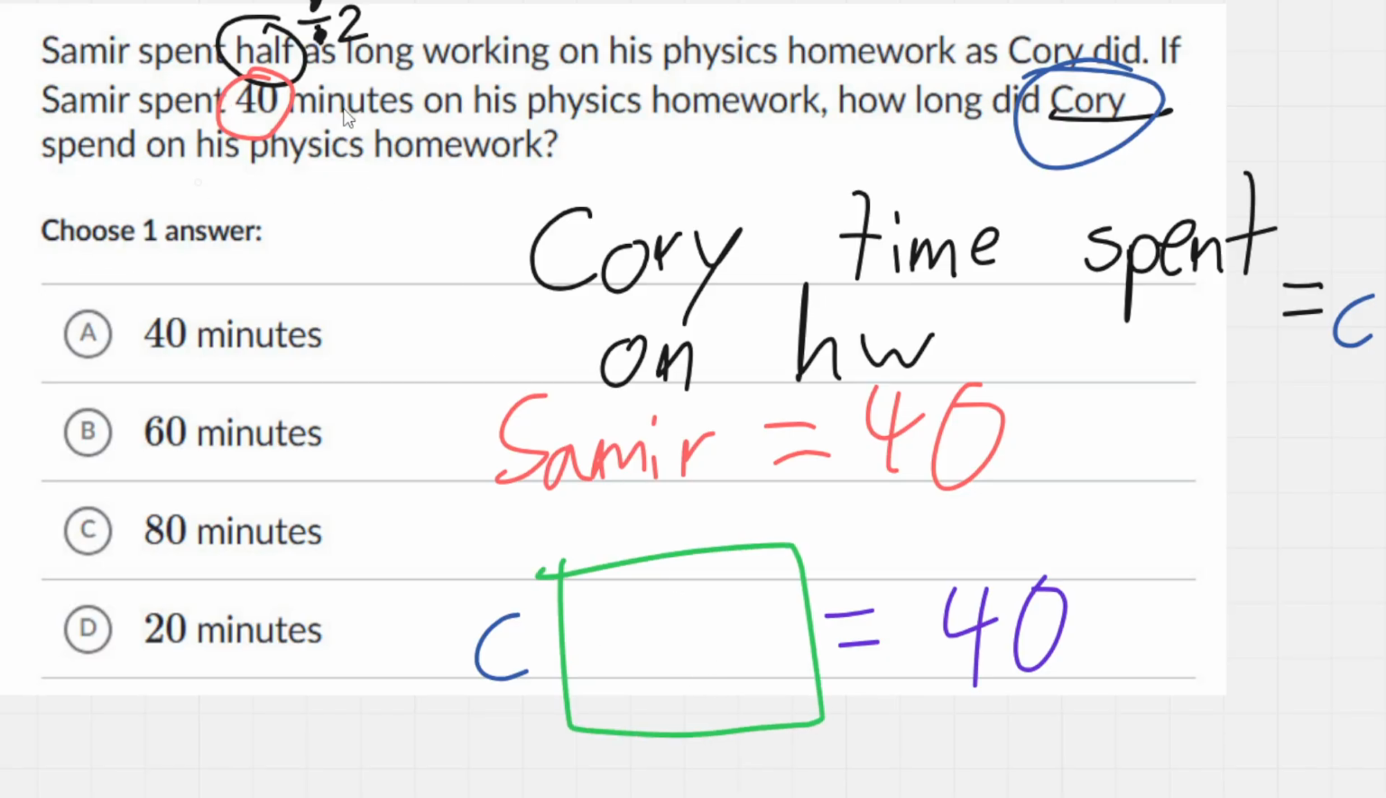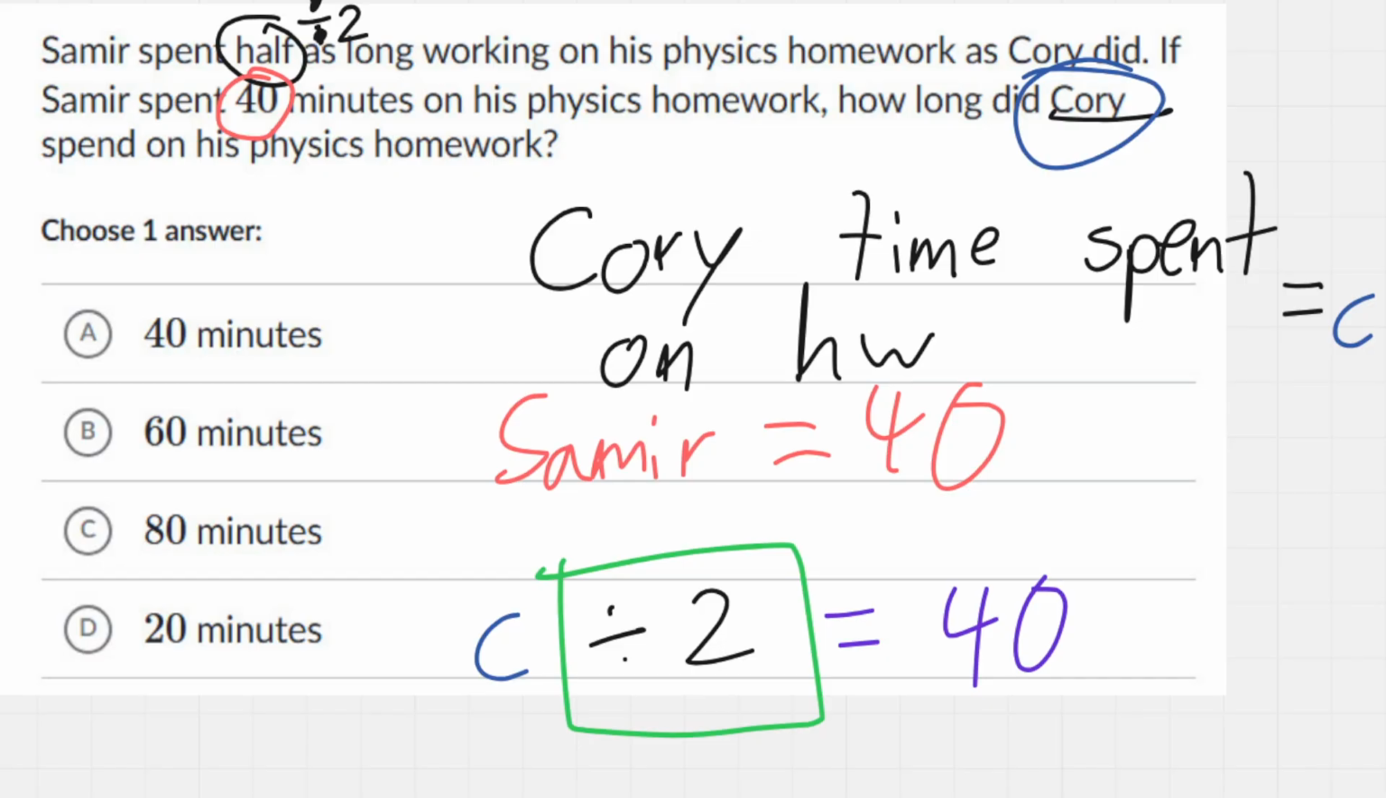If Samir spent 40 minutes on his physics homework, Samir spent half as long. He spent half as long working on his physics homework as Corey did. Half. Hopefully you already thought it out. Yes, you are indeed simply going to divide by 2. Let's go ahead and solve this out really quickly. It's going to be a very simple solution here.